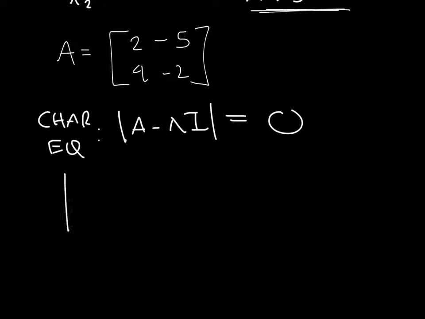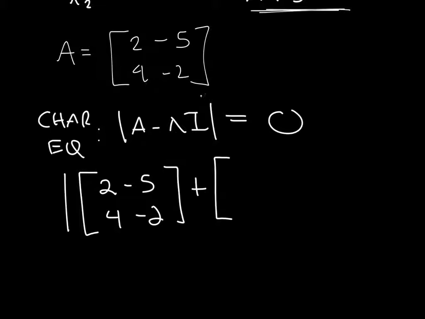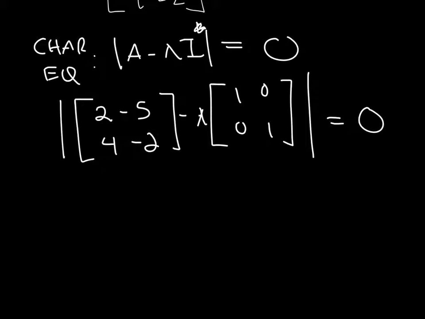So we have, let's do this neatly and be consistent here: 2, -5, 4, -2. And then I'm going to write plus, minus lambda here. And this is a 2 by 2, so it's an identity matrix, with 1's on the diagonal, and that again is the determinant. This is just matrix operations, a little bit from 5.3.